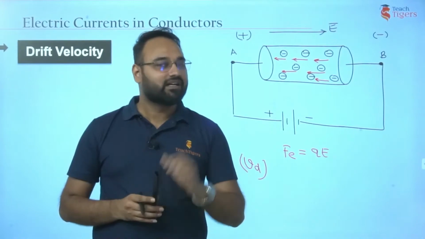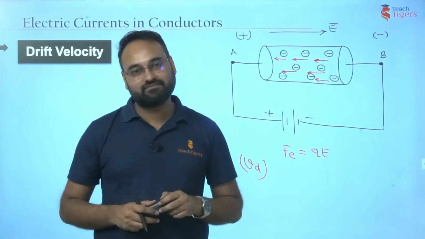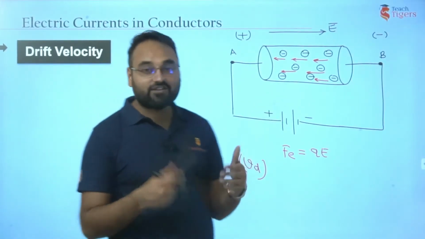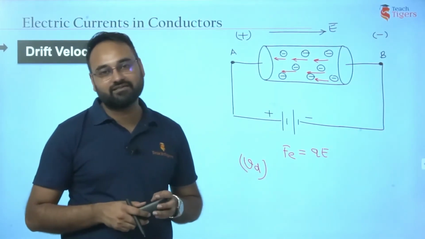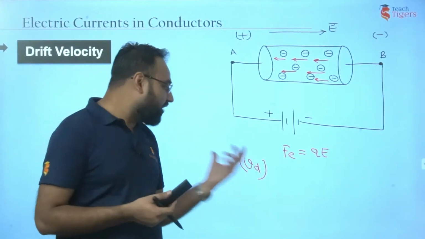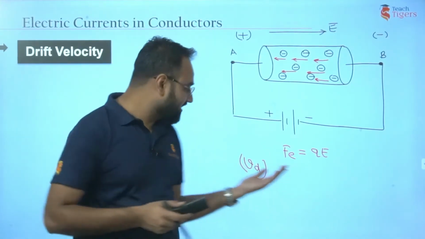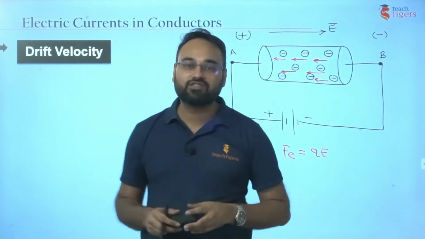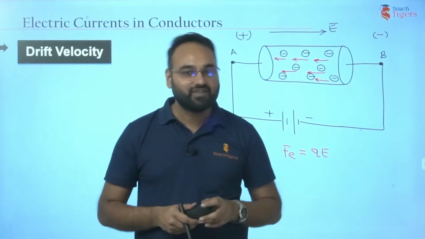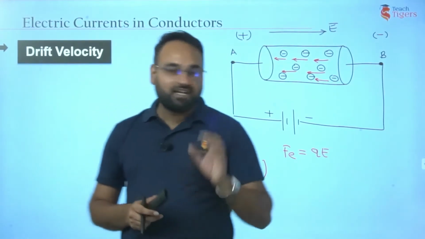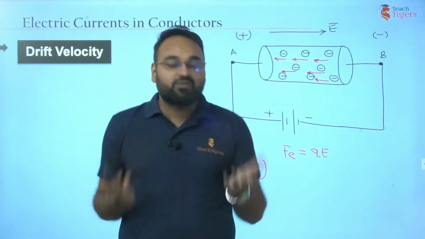But it does not happen here. These electrons actually move with a constant velocity. Then the question comes, how is it possible here? There is a force, there must be acceleration. If there is acceleration, how is it possible that they are moving with constant velocity? The question is correct. How is it possible?